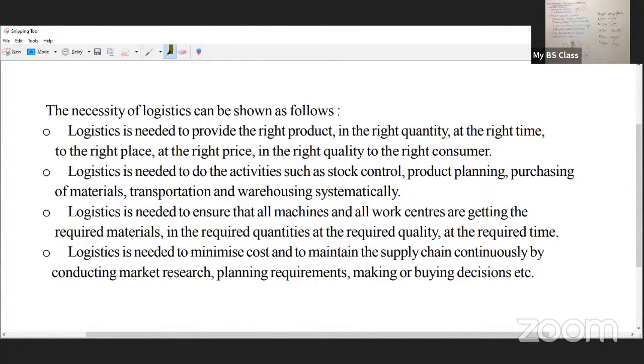So listen well. Like I said, yes, get the right product to you with the right quantity, at the right time, with the right quality, at the right place.